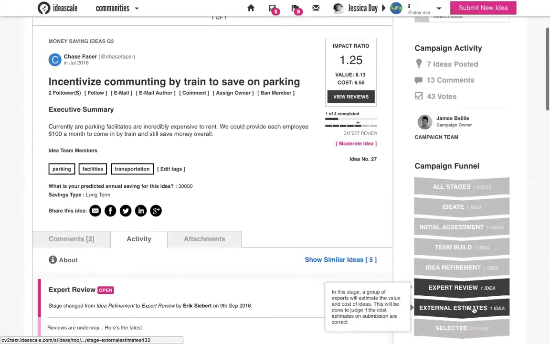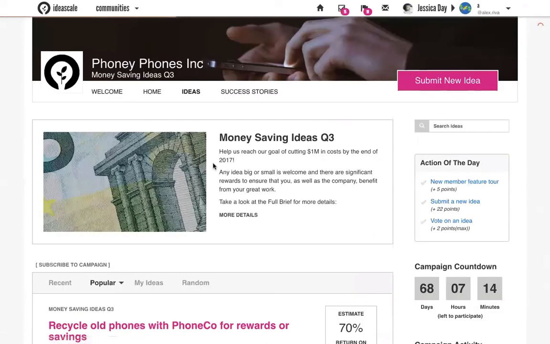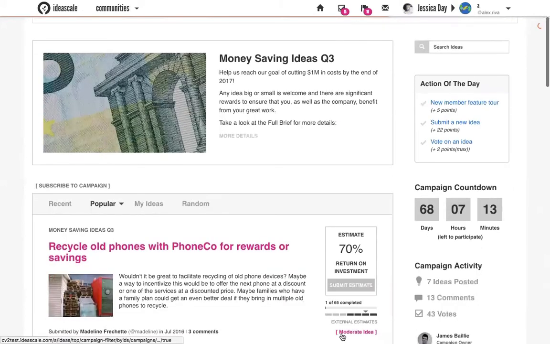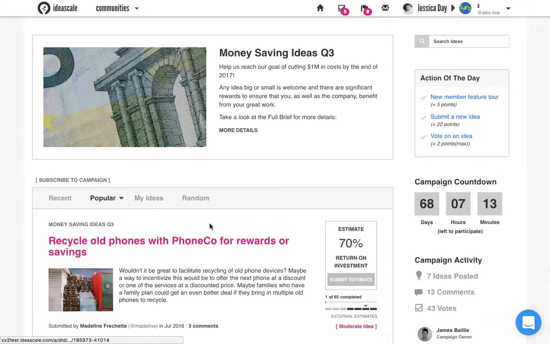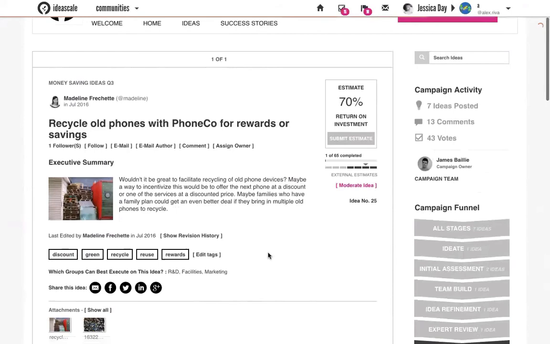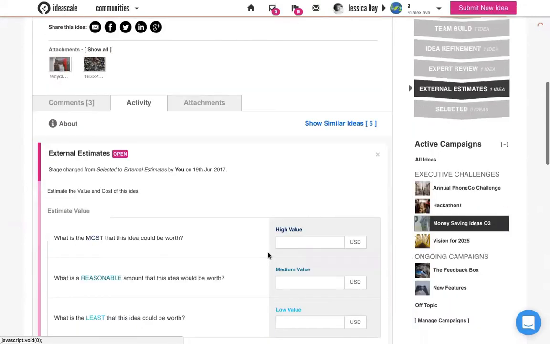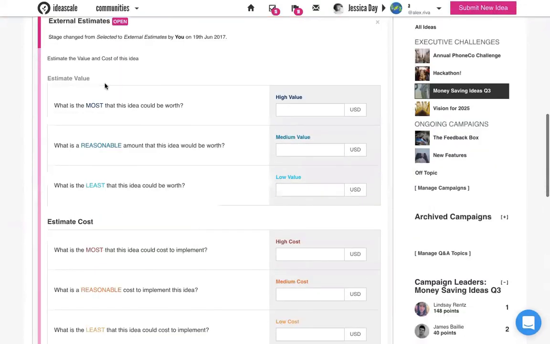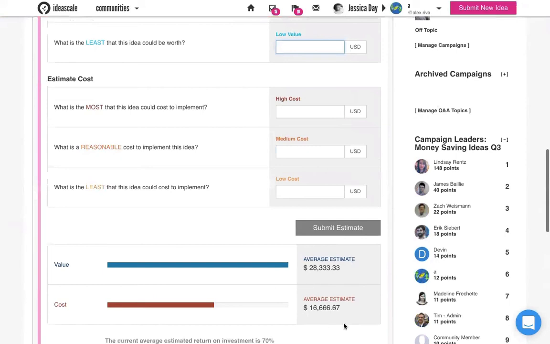Let's look at the estimate stage next. So the estimate stage is going to show the total estimate, and then it's going to invite participation for other estimates of value. And they are using the high, medium, low cost metrics model here. So you can see the potential value and the potential cost, and you can enter in your estimates for each of those things, and then it presents the results so far.